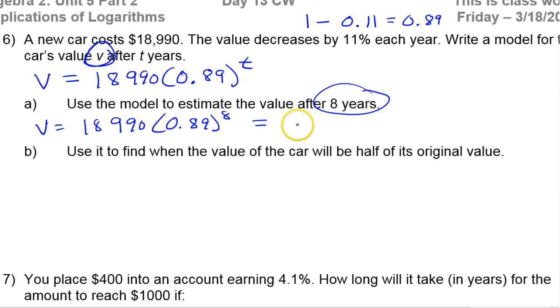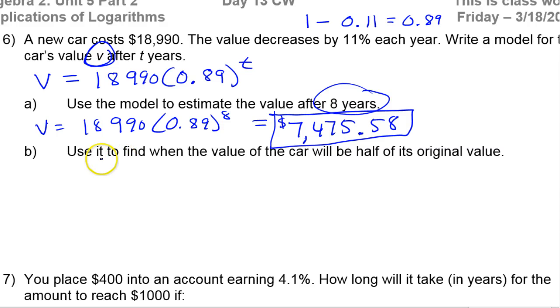Can somebody read me the answer to 2 decimal places? Anybody do it yet? Am I too fast? 7,475.58. All right, like that? Yep. Okay, so that would be the value after an 8-year period. Any questions on that? So that's what we did yesterday. Stay with me, Tim, buddy.